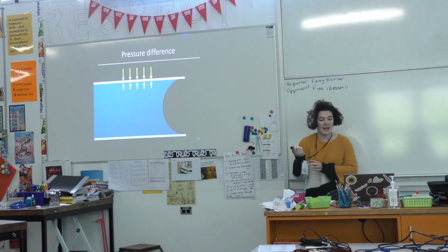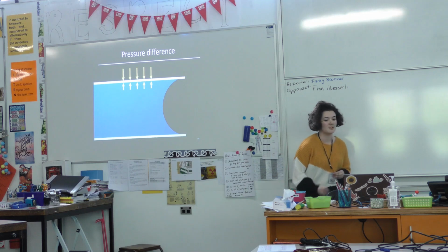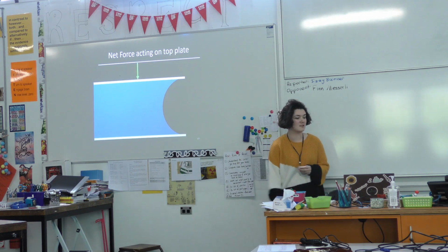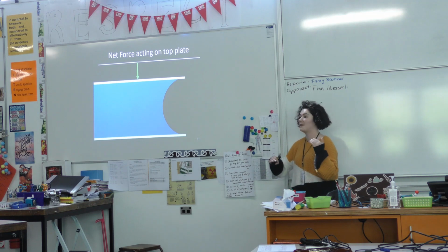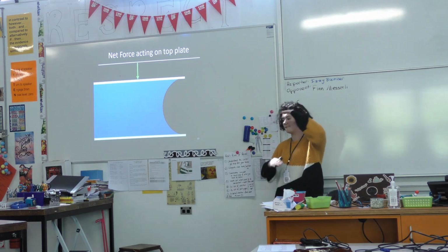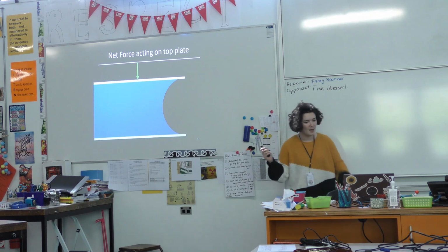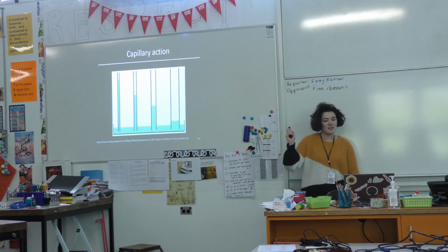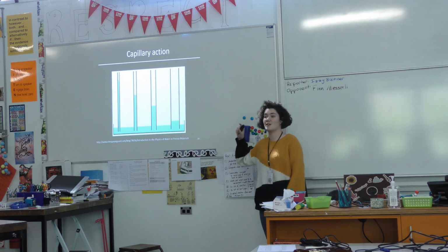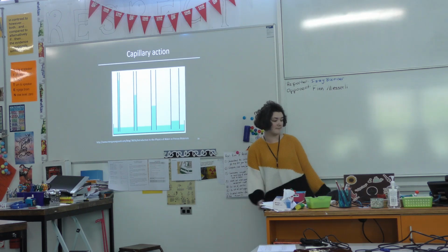So again, we've got atmospheric and internal pressure. As the internal pressure is less, we've got a force due to the difference in pressure, which means there's a net force acting on the top plate, which means that it requires more force to separate it from the water on the bottom plate. So capillary action is the reaction of surface adhesion and cohesion, and this effect is where the equations that I'm using will come from.